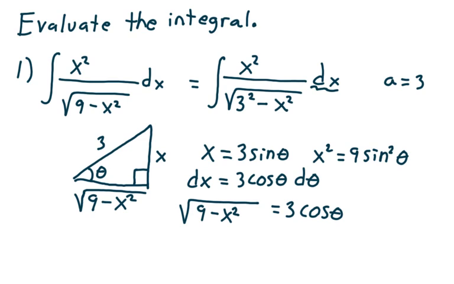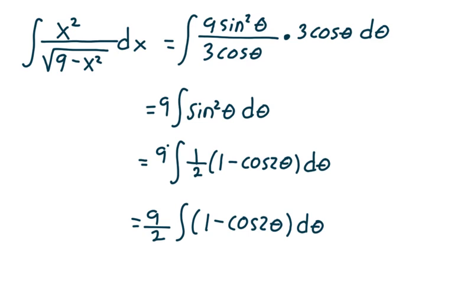And so x equals 3 sine theta. Dx is 3 cosine theta d theta. And then if I square both sides, notice that x squared is 9 sine squared theta. And then based off this triangle, the square root of 9 minus x squared is 3 cosine theta. So my overarching goal is to transform this entire integral from an integral in terms of x to an integral in terms of theta. And that's exactly what I did.